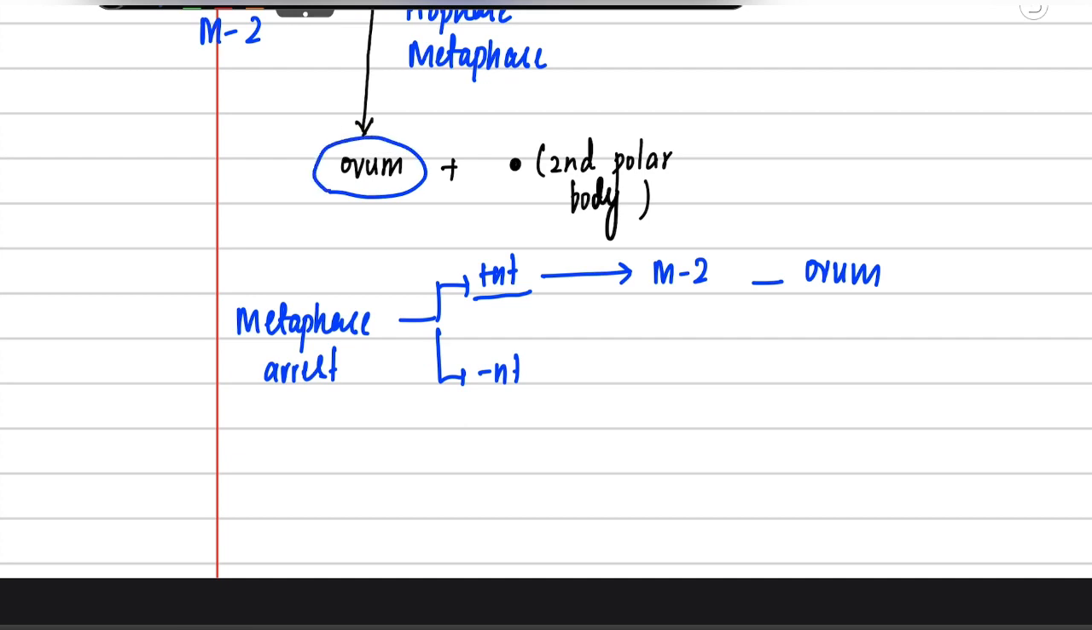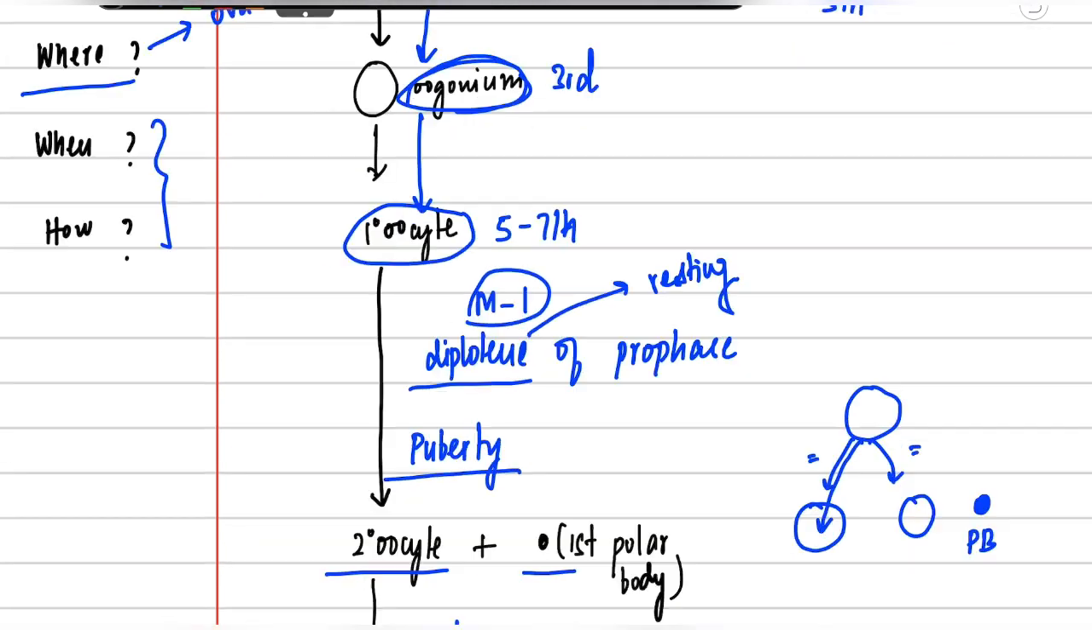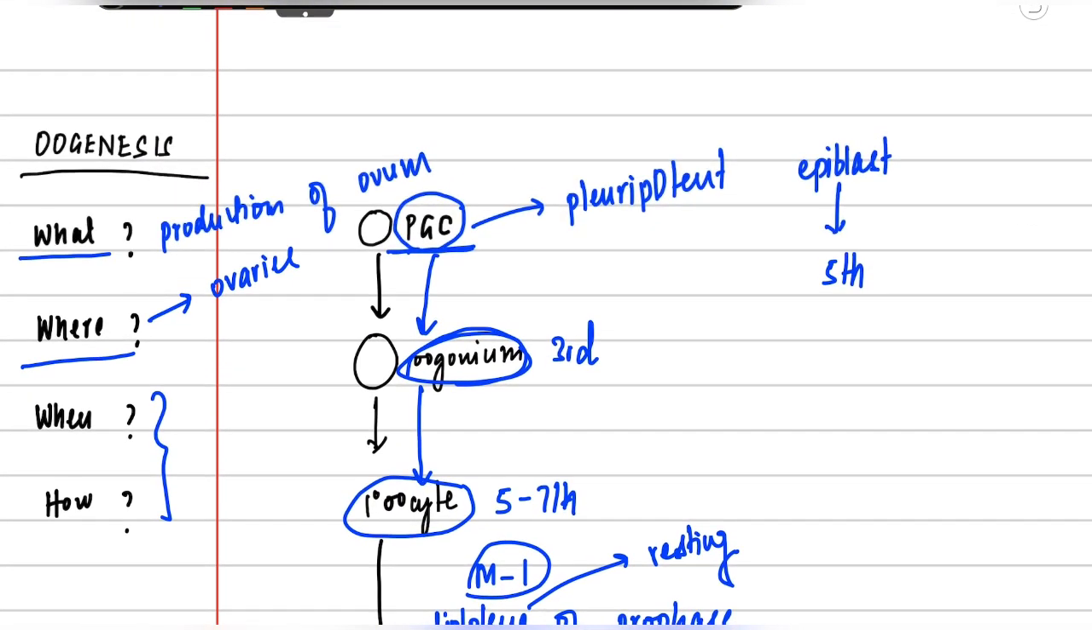Even here it is not equational, so there is a secondary polar body or second polar body. If the sperm is not present, it undergoes degeneration to form corpus luteum. We'll learn about corpus luteum in the later stages. So this is about oogenesis.